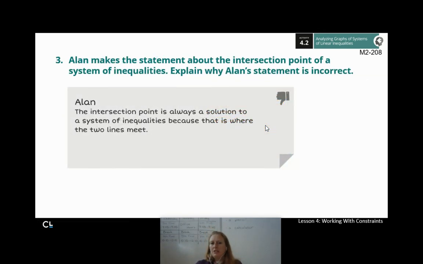I am going to make you think just a little bit here on page 208. Alan makes the statement about the intersection point of the system of inequalities. And I want you to explain why Alan's statement is incorrect. Hit pause, read Alan's statement, tell me why it's incorrect, and then hit play to keep the discussion going.